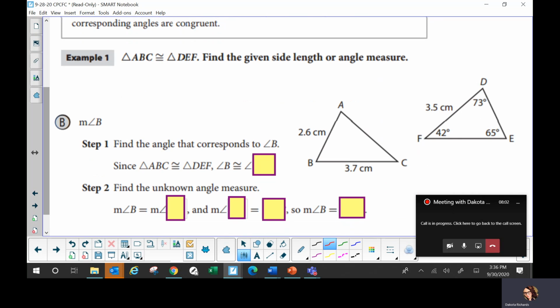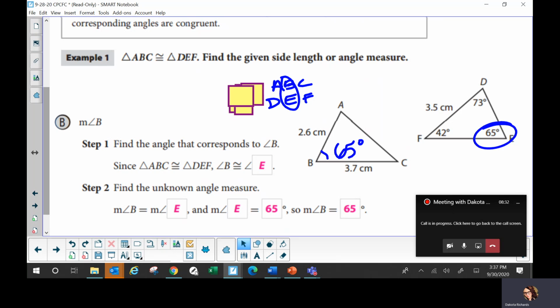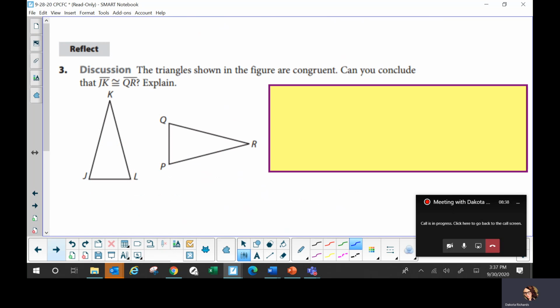So for this example, it's just asking you to find the measure of angle B. Well, if you do my trick, ABC, stack it over DEF, B corresponds with E. E happens to be 65 degrees. So then therefore, B is 65 degrees. And that is all this says. B is congruent to E. The measure of angle B equals the measure of angle E. The measure of angle E is 65. So the measure of angle B is 65. Okay.